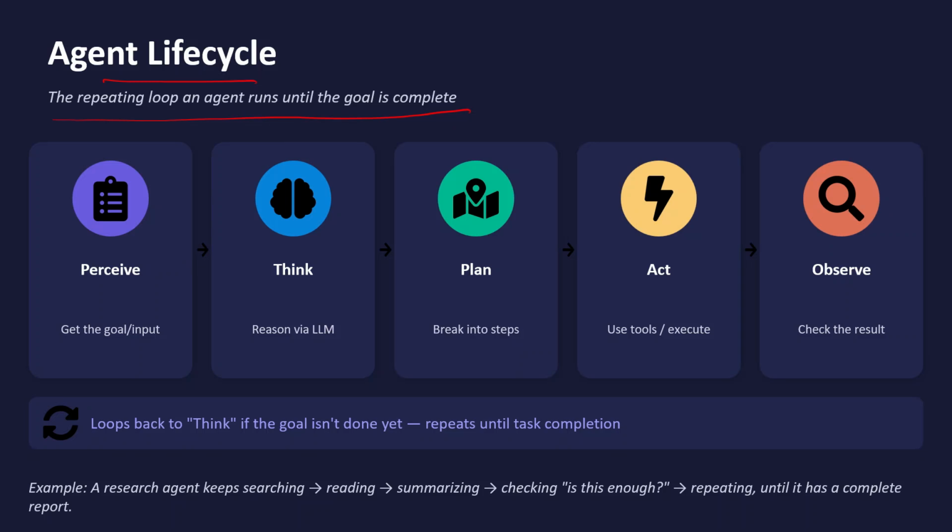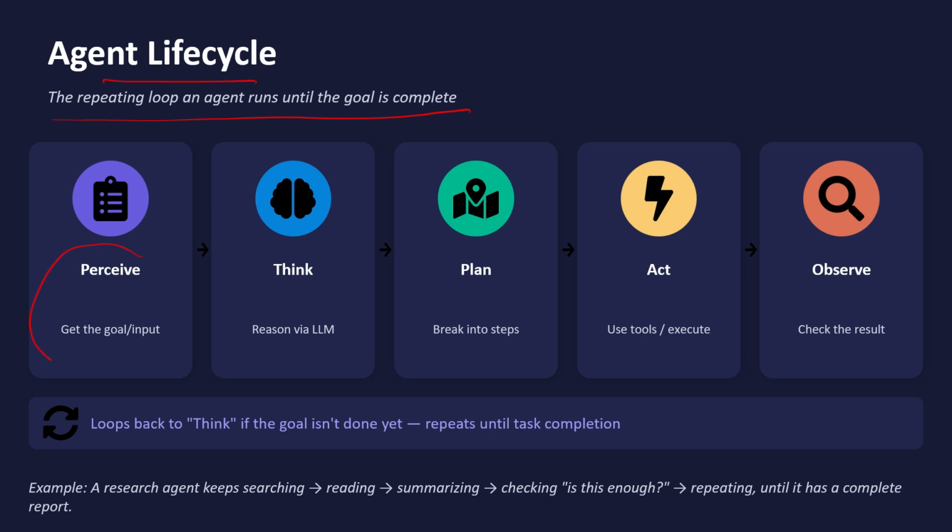It may be possible that the cab driver may cancel your cab after some time. So the agent will continuously look at your booking, and if it is cancelled by any of the cab drivers, then again it will book another cab. So this is called the repeating loop, and the agent runs until the goal is complete.